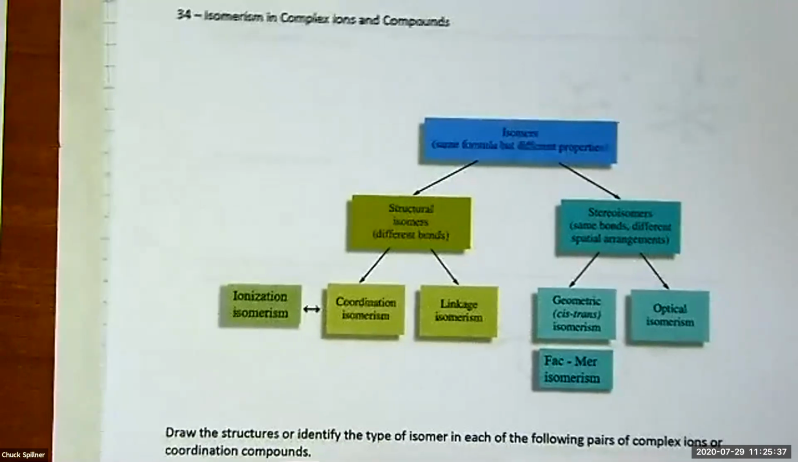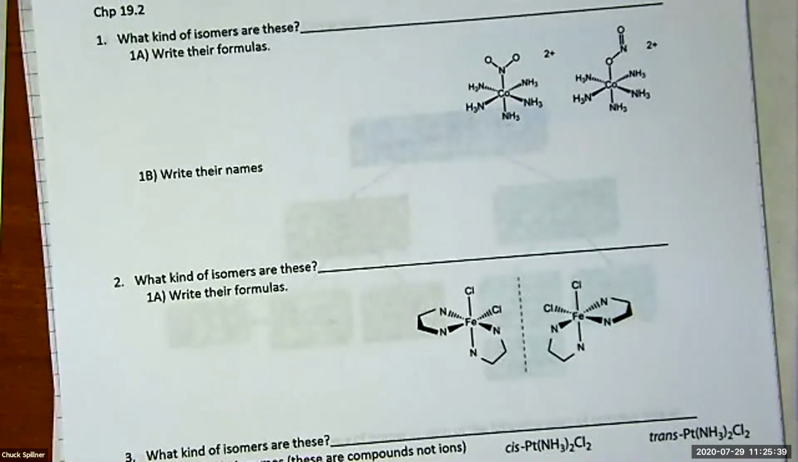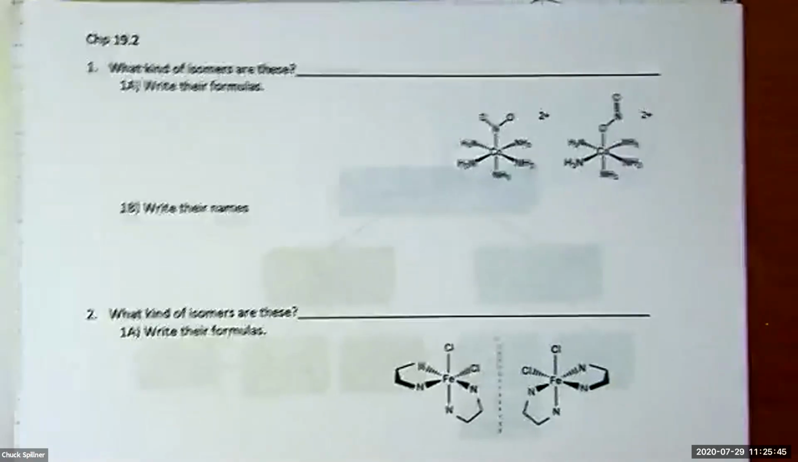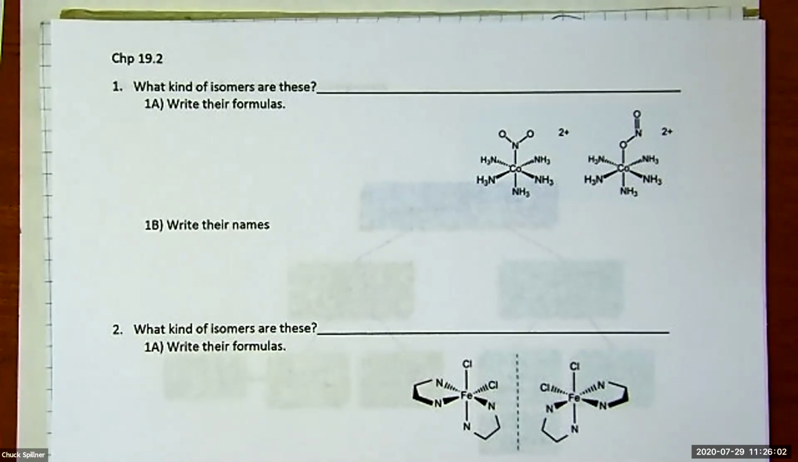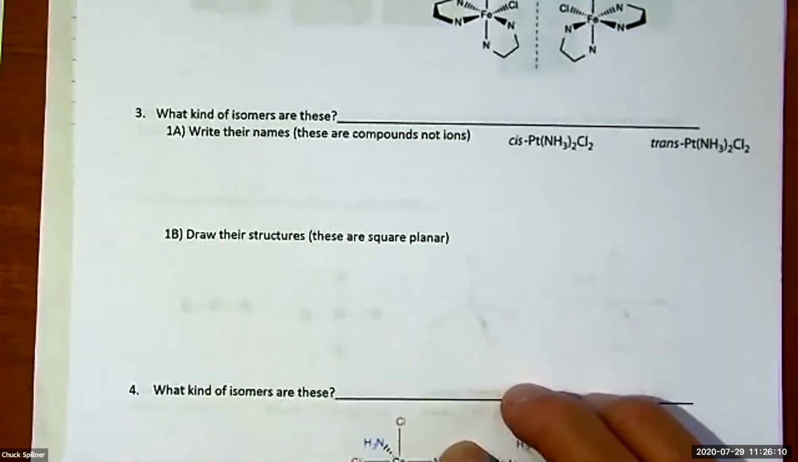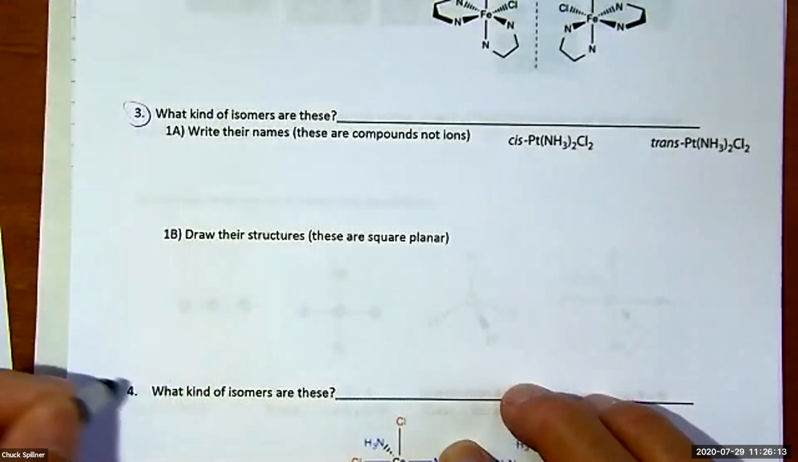The actual worksheet is on the next page. I'll flip that over. I have 4 problems here, and these 4 problems represent 4 of the 5 different isomers that we talked about in the lecture. So I'll work a couple of them. I'll do the first 2 and I'll let you do the second 2. I do want you to turn this one in. If you look on the module for chapter 19, I think this is one of the worksheets I want you to turn in. So I'll do problems 1 and 2, and I want you to do 3 and 4.